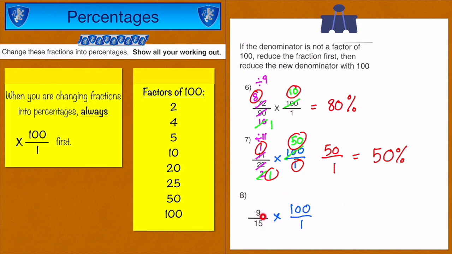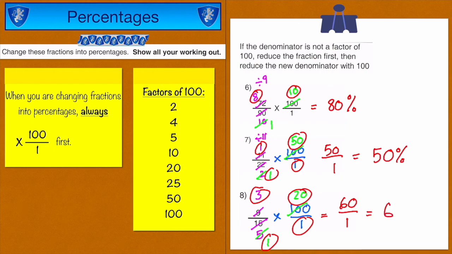And then the last one, times 100 over 1. Now, 15 is not a factor of 100, but we can reduce these in the 3 times table. That's 3 times 3, and that's 5 times 3. And then we can go diagonally in the 5s. 1 times 5 and 20 times 5. And that leaves us with 3 times 20 is 60 at the top. 1 times 1 is 1 at the bottom. So your answer is 60%.